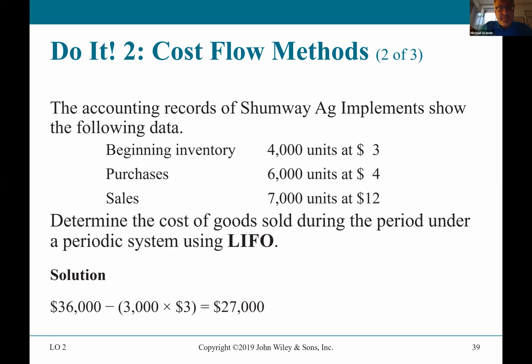Under LIFO, again, the cost of goods available for sale is 36,000. 4,000 times 3 plus 6,000 times 4 is 36,000. LIFO, last in, first out. The units sold were the most recent layer. And ending inventory is made up of the original layers. So we have 3,000 in inventory at the $3 for $9,000. Ending inventory is $9,000. 36 minus 9, cost of goods sold, 27,000.